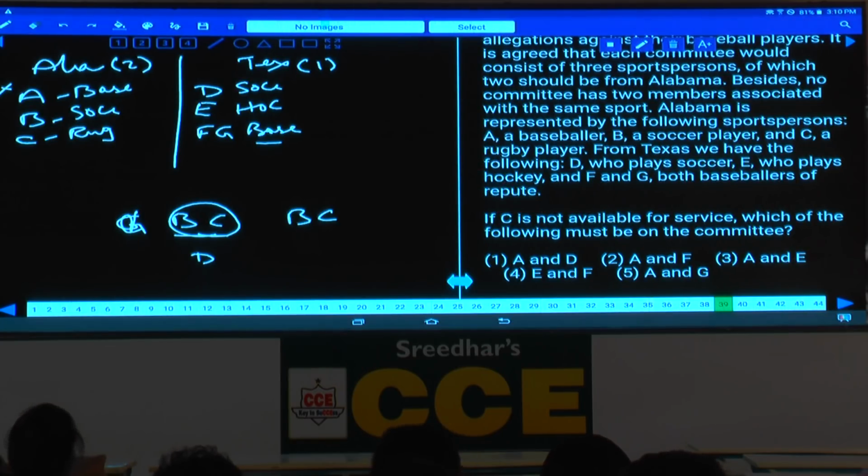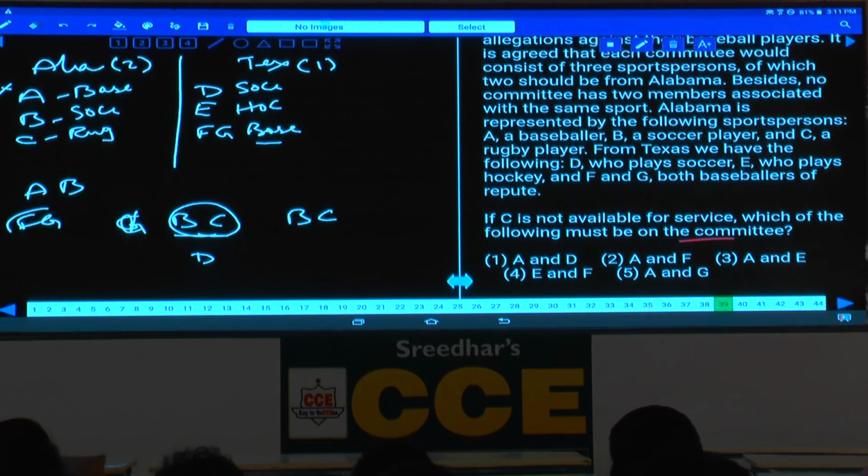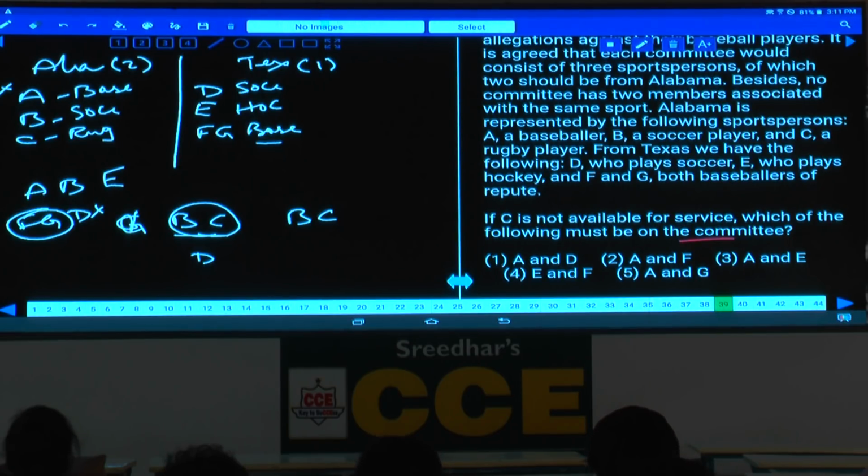Then question number 39. What is given in this one? If C is not available for service, then who will be the remaining? A and B are the remaining. Then which of the following must be on the committee? As A and B are there, F and G should not be there because F and G are playing baseball. Again, D cannot be there because B is soccer and D is soccer. Hence these 3 persons cannot be there, so E must be there. Which of the following must be? A and E, that is choice 3. 39, choice 3.